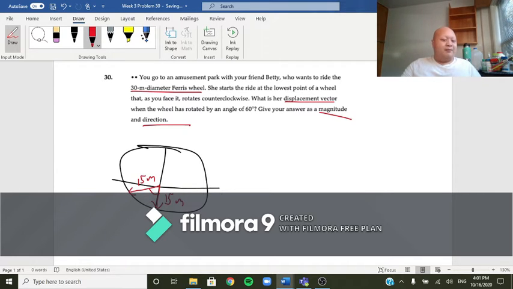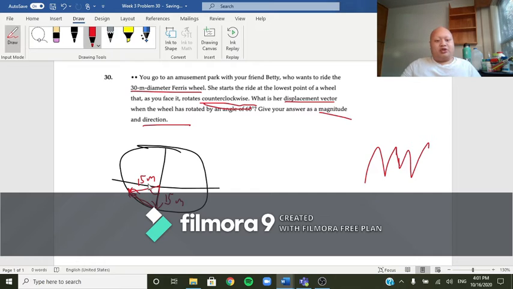So now we know that the vector is this direction, since it says that the wheel is rotating counterclockwise. Excuse me, since I missed the underlining. So yeah, we have the direction, which is over here. So it's northwest. Now we have to get the magnitude.